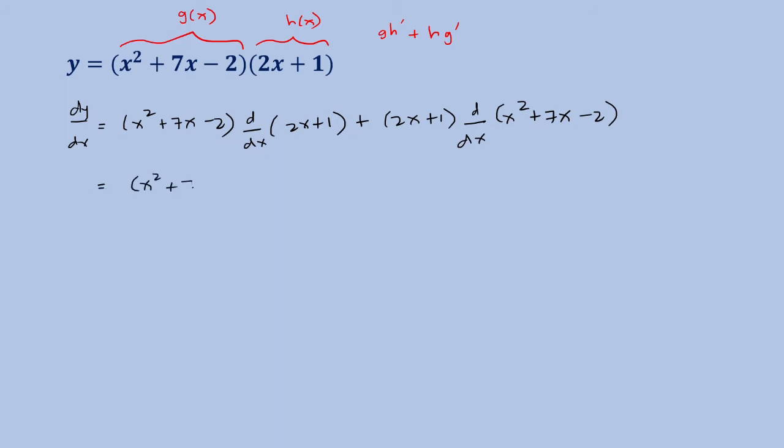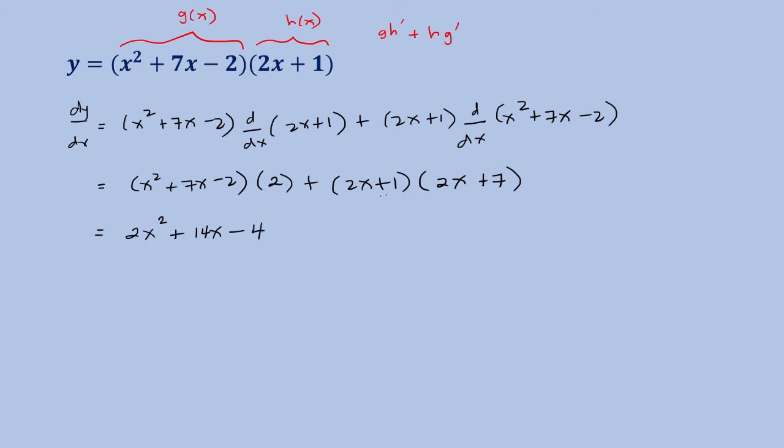So let us copy x squared plus 7x minus 2, and getting the derivative of 2x plus 1 is 2, plus, so we have to copy 2x plus 1, and the derivative of x squared is 2x. For 7x is 7, and negative 2 is 0. So we need to multiply 2 to our trinomial here. So we have 2x squared plus 14x minus 4.